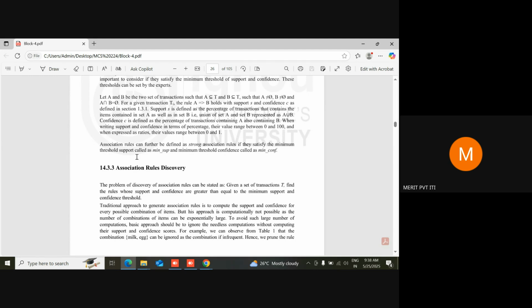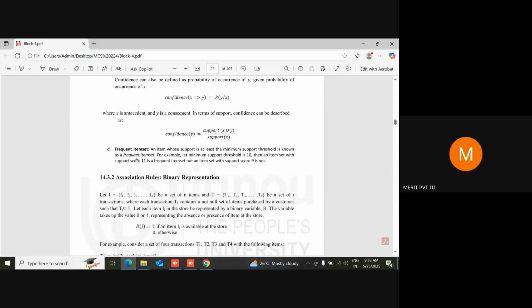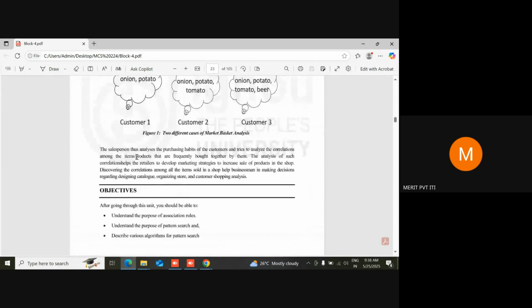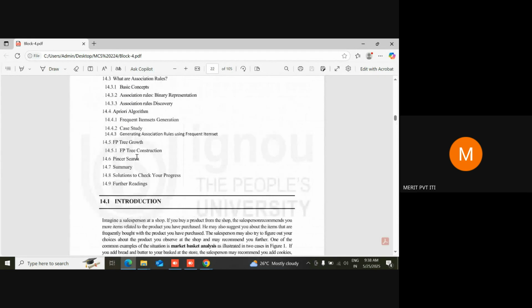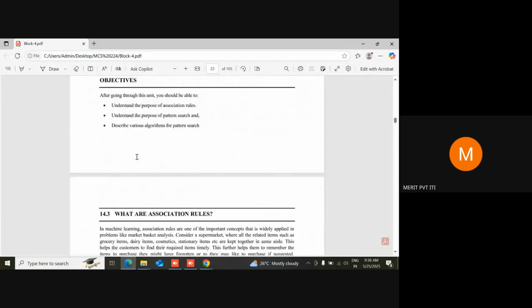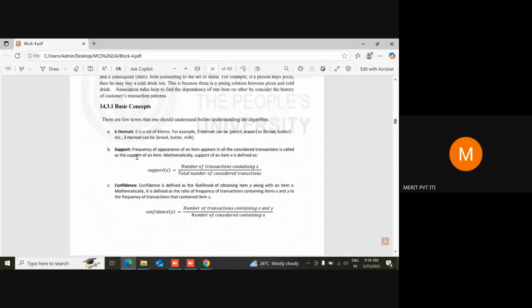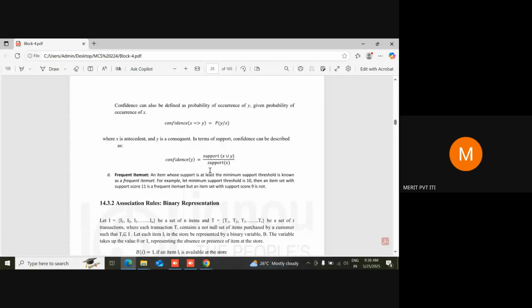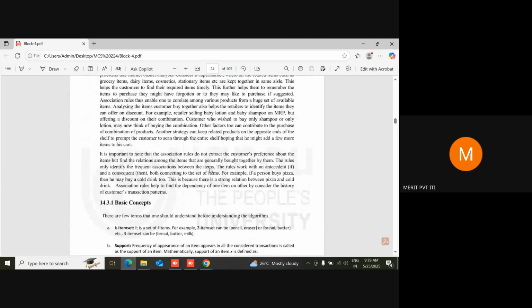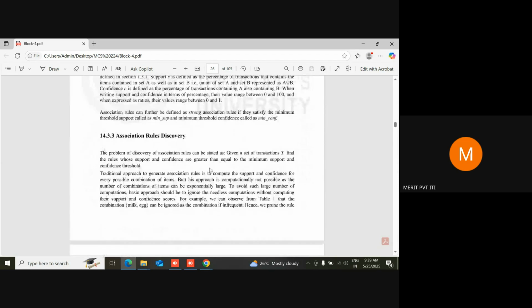You have seen the rules earlier. You have seen the equations earlier. So those equations which we have seen here are the ones applied in working all these things. These are the basic concept equations, support of X, confidence of Y, and so on and so forth. These are the equations which are used for the appraisal.